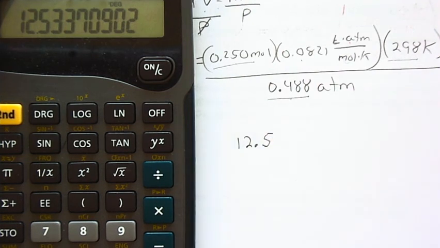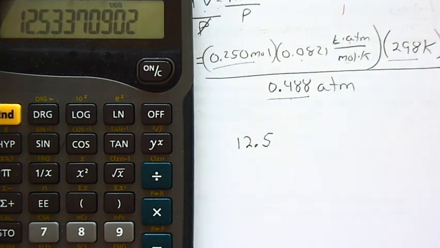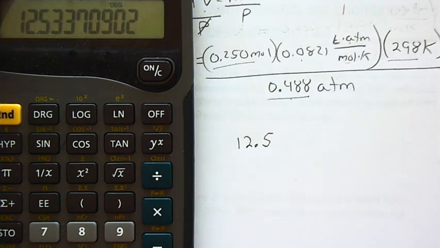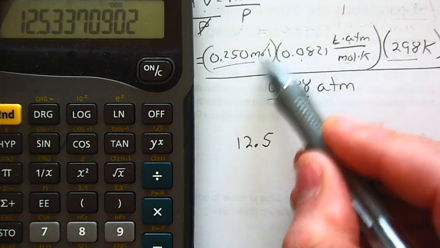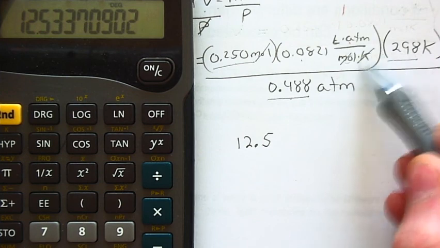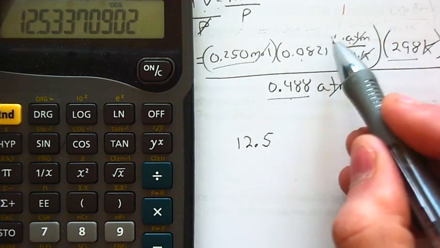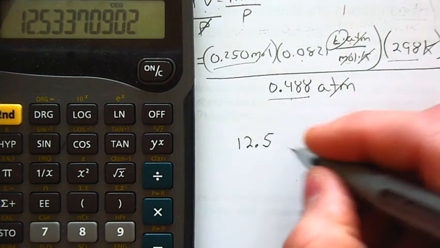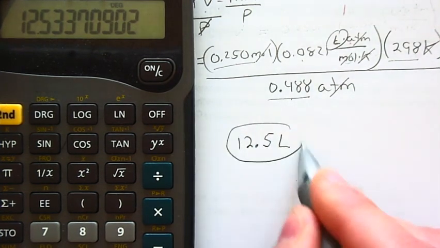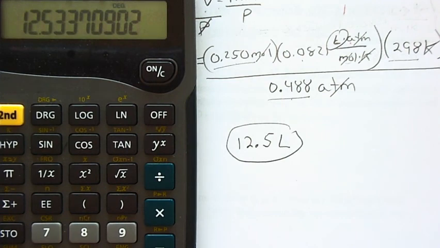So I get 12.5. As far as units, it's volume, so it's going to be liters. And the way I can tell is because moles cancel out, kelvins cancel out, atmospheres cancel out. The only thing that doesn't, liters, makes that the correct units. And now I'm done.